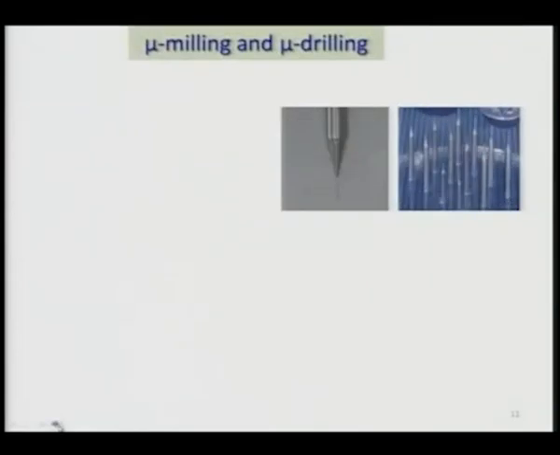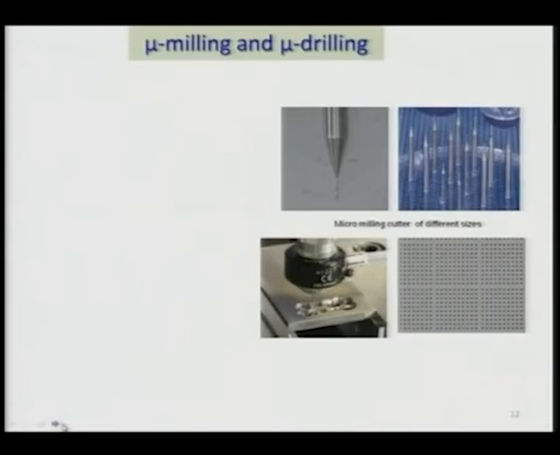You can perform various kinds of operations using the EDM process. You can do micro milling operation, as you can see here. Here is the micro milling tool or cutter, and you can see here micro milling operation is being performed, the feature is being created with the help of the micro tool. These are enlarged views of this figure, and then you can have different kinds of tools, as you can see on the top right hand side figure.